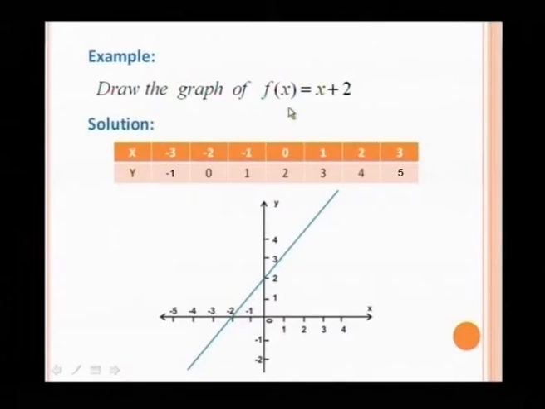To understand the procedure of graph, you can see an example on the screen. For this example, if we have to draw the graph of a function f of x is equal to x plus 2. So for the solution, first we have to put some values of x to get some values of y. By joining all these points, you get a straight line, or you get the graph for the function f of x is equal to x plus 2.